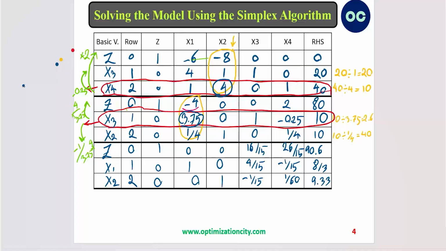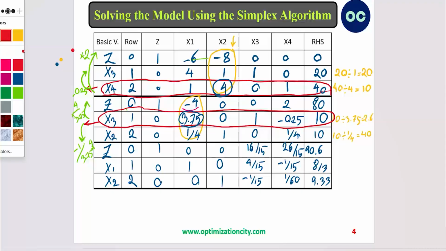Now, looking at row number 0, you can see that all values are non-negative. It means that we found the optimal solution.